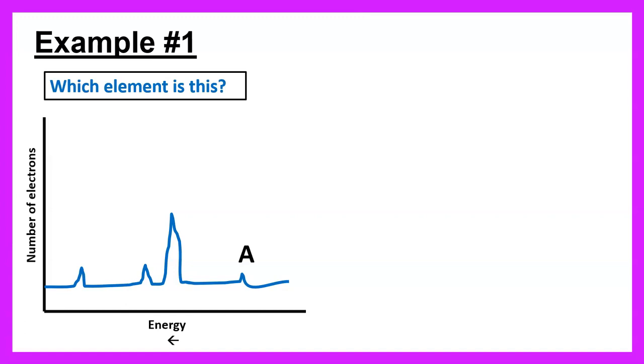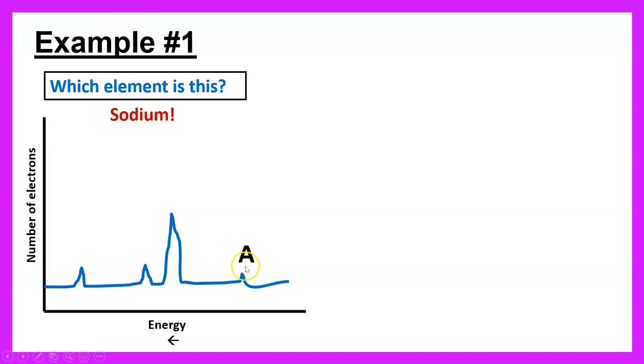All right, did you get it correct? This was sodium. So let's think about how I figured that out. How many peaks did I have? I had 1, 2, 3, 4. So that's going to correspond to the 1s, 2s, 2p, and 3s. So then I start to look at the height of the peaks. If this is the 1s and that's 2 electrons, then this must also be 2.